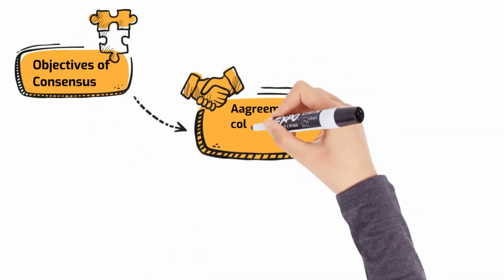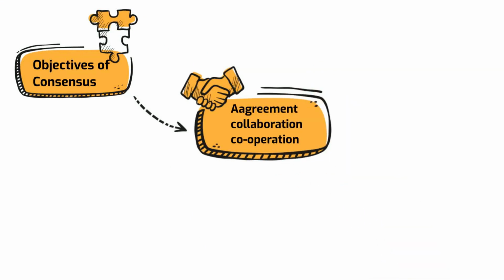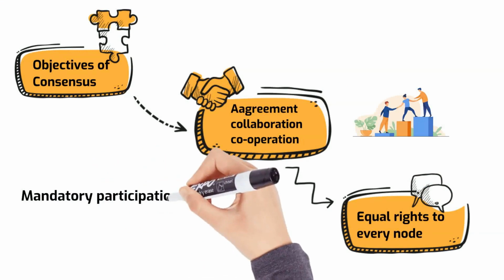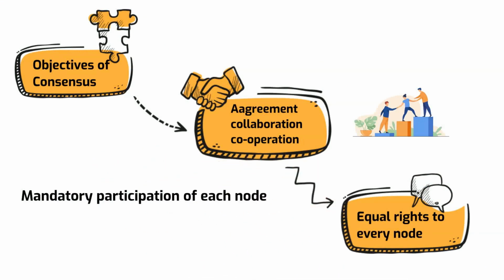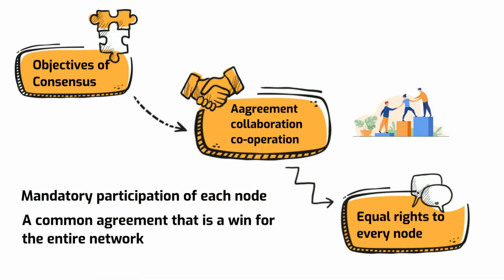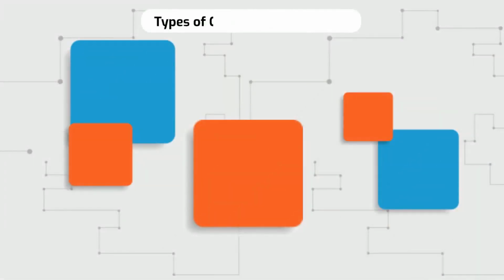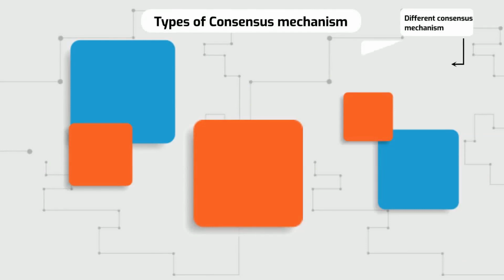The blockchain consensus protocol consists of some specific objectives such as coming to an agreement, collaboration, cooperation, equal rights to every node, and mandatory participation of each node in the consensus process. Thus, a consensus algorithm aims at finding a common agreement that is a win for the entire network. Every blockchain network cannot use the same consensus mechanism, as different outcomes are desirable with different applications.